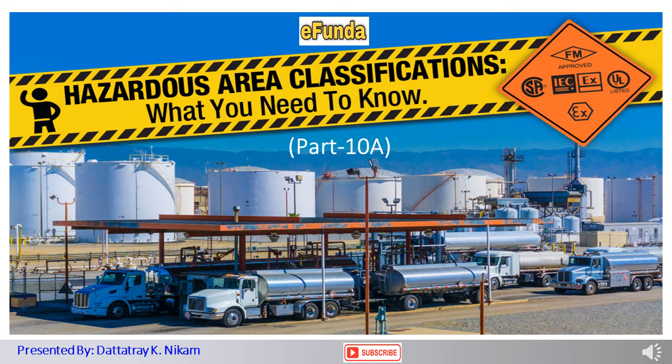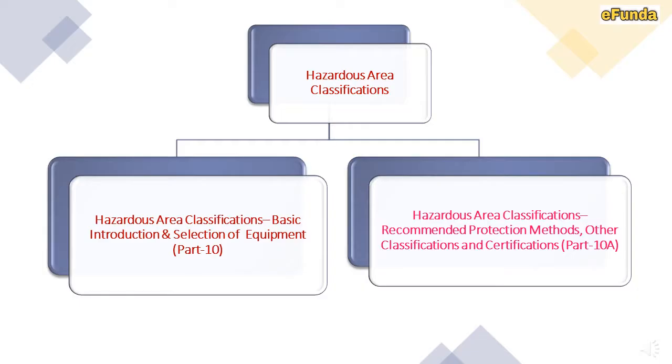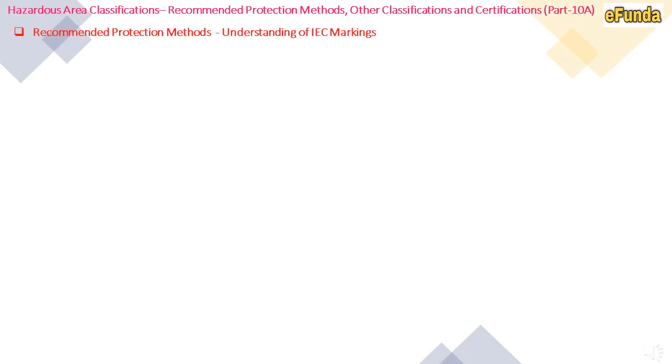Let's begin with today's topic, that is hazardous area classification, recommended practice of protection method, other classification and certification. As mentioned earlier, we are covering the hazardous area classification topic in a series. Out of that, hazardous area classification, basic introduction and selection of equipment, part 10, is already published on our channel, and hazardous area classification, recommended protection method and other classification and certification, part 10A, which is this video, we are covering in detail. Moving on to recommended protection method.